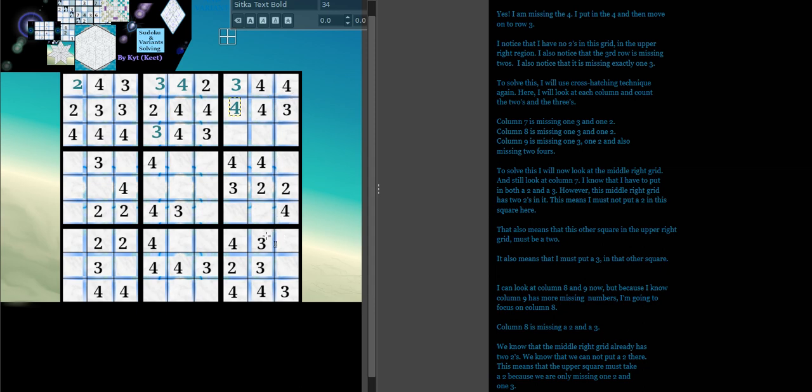To solve this, I will now look at the middle right grid and still look at column 7. I know that I have to put in both a 2 and a 3. However, this middle right grid has 2 2s in it. This means I must not put a 2 in this square here. That also means that this other square, the upper right grid, must be a 2. It also means that I must put a 3 in the other square.